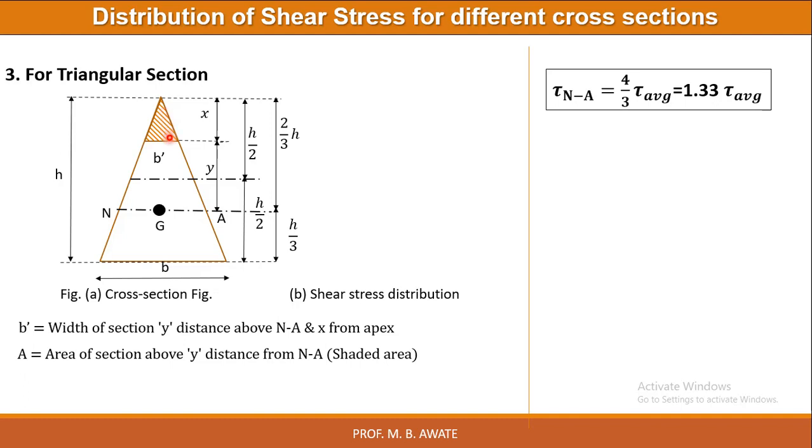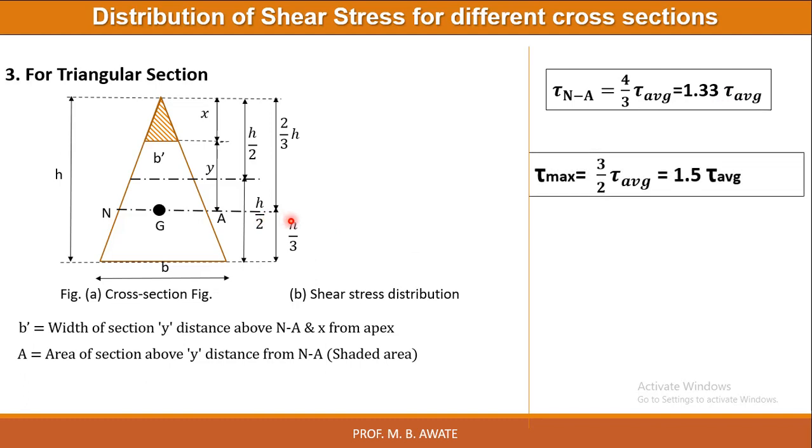And we are interested in finding out the shear stress at the neutral axis as well as the maximum shear stress. So for the triangle, the shear stress at the neutral axis is 4 by 3 times the average shear stress or 1.33 times average shear stress, means we are finding out the shear stress here. But the maximum shear stress takes place at the distance h by 2, and that maximum shear stress is given by tau max is equal to 3 by 2 times tau average, or that is equal to 1.5 times tau average, and tau average is nothing but the ratio of S by A, means the ratio of shear force to the area. So we will plot the distribution diagram now.